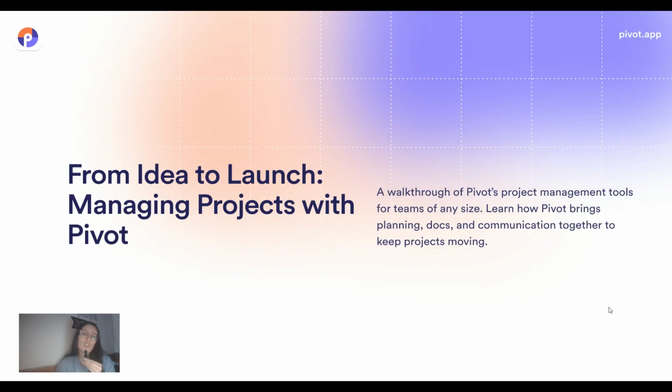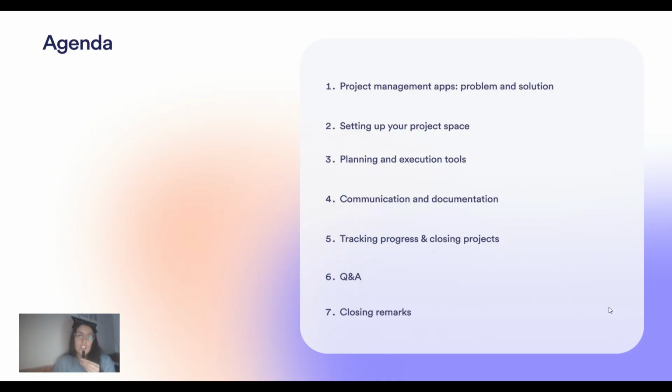In this session, you will see how Pivot can help you plan and scope projects from idea to launch. Let's take a look at the agenda first. First section is called Project Management Apps, Problem and Solution, then setting up your project space, planning and execution tools, communication and documentation, tracking progress and closing projects, Q&A section, and finally some closing remarks.